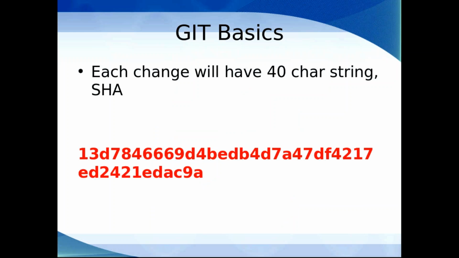Then each commit in SVN is saved as a revision number. But here it will be saved as a 40 character string, SHA. SHA is a secure hash algorithm. It has a 40 digit hexadecimal number. Hexadecimal is a 16 digit numbering system, which is 0 to 9 and A to F. Remember that. If anyone asks you what is SHA, it is the secure hash algorithm, which uses a 40 character string.